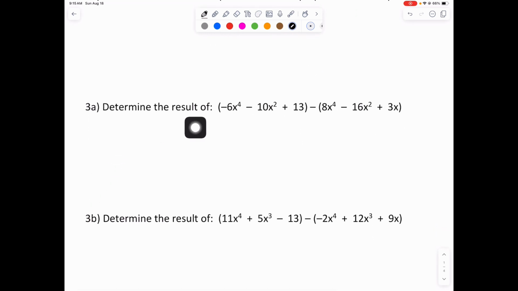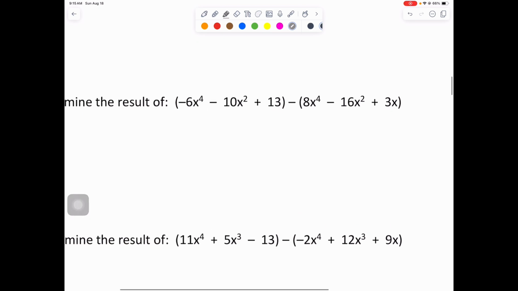It just says determine the result of negative 6x to the 4th minus 10x squared plus 13, minus, in between here, 8x to the 4th minus 16x squared plus 3x. All right, so slightly different. And what is that difference? Yes, it is the negative or minus, and we need to find the difference.